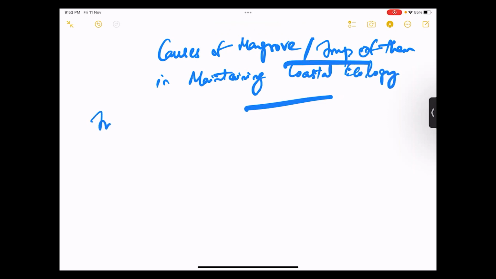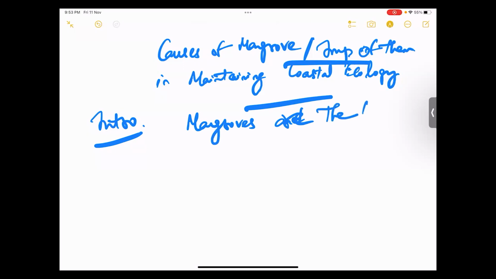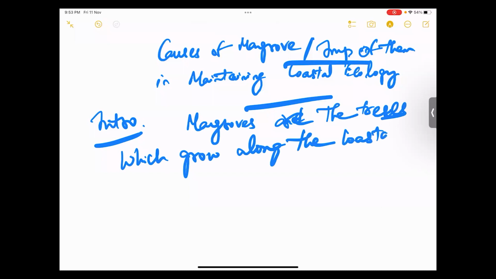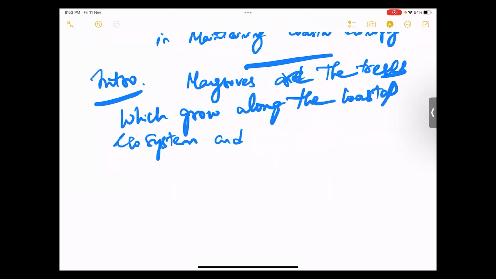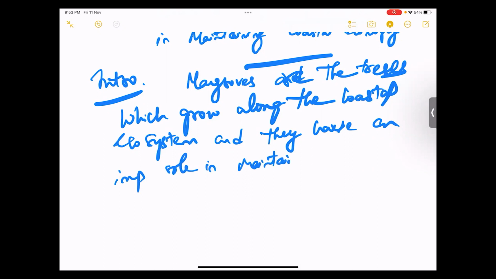Okay, so introduction you give. Mangroves are the trees which grow along the coastal ecosystem and they have an important role in maintaining the stability of this ecosystem.